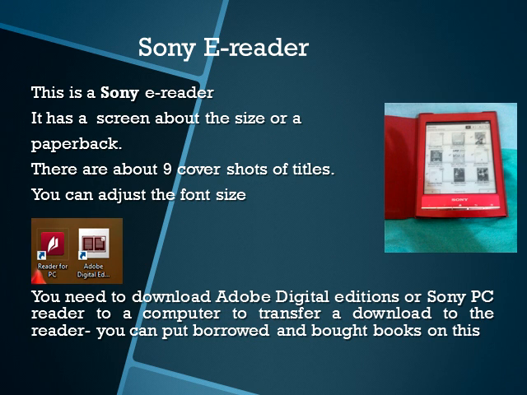This is a Sony e-reader. It has a screen about the size of a paperback. It comes in black and white when you see your cover titles. Normally you're going to see 9 cover shots of titles. You can adjust the font size.